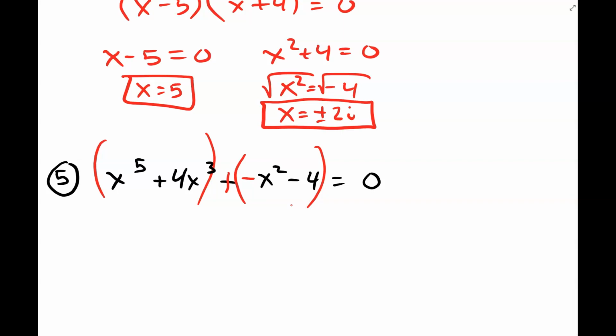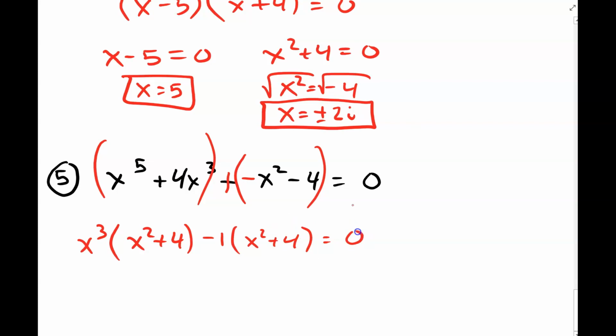All right, what can we take from the first group? X cubed. Good. And that leaves us with x squared plus 4. And then from the second group, what can we take? Negative 1, right? Solid. And what do we get after that? X squared plus 4, because we're dividing, right?